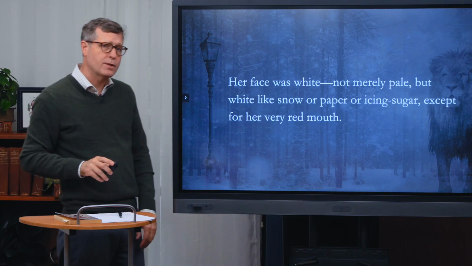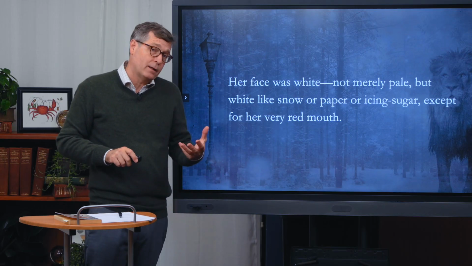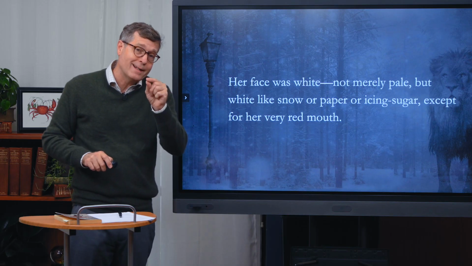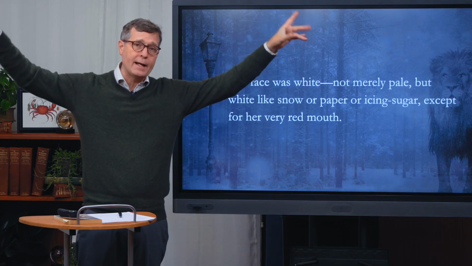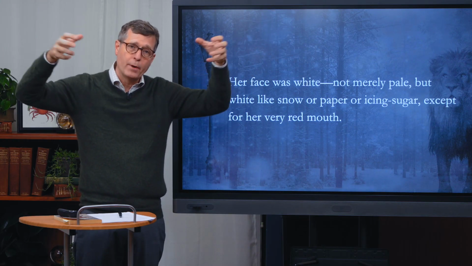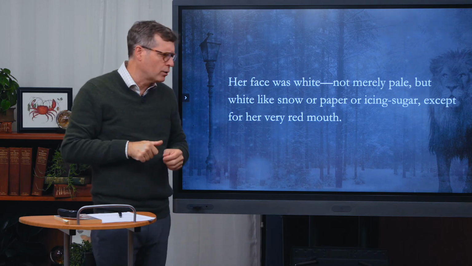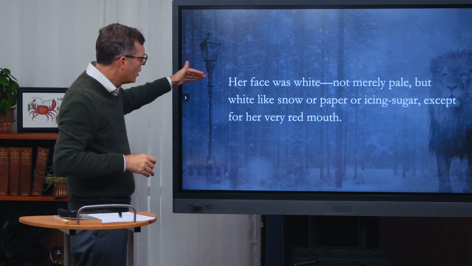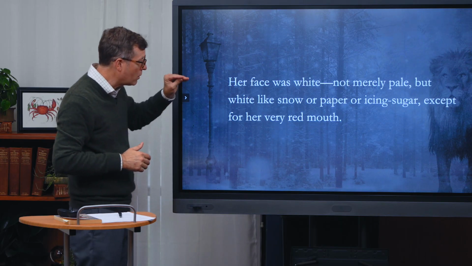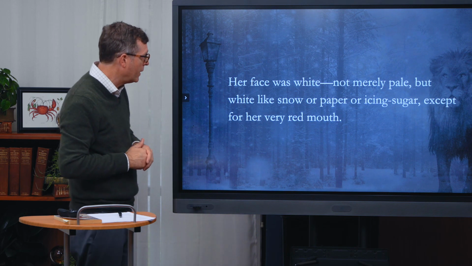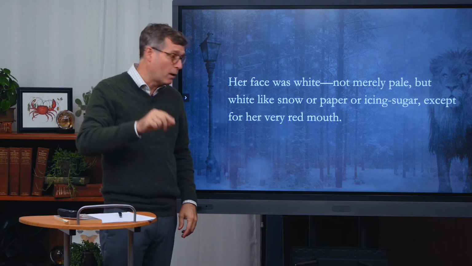By the way, Lewis doesn't use a ton of simile in The Lion, the Witch, and the Wardrobe. It's really surprising how little he uses. Where he really uses it is in his essays, because he's trying to take big ideas that are floating out here and bring them down to earth where we can make sense of them. I'm going to talk about that in a later lesson. But look at this: "Her face was white. Not merely pale, but white like snow or paper or icing sugar, except for her very red mouth." Think about that simile and what it's doing here.